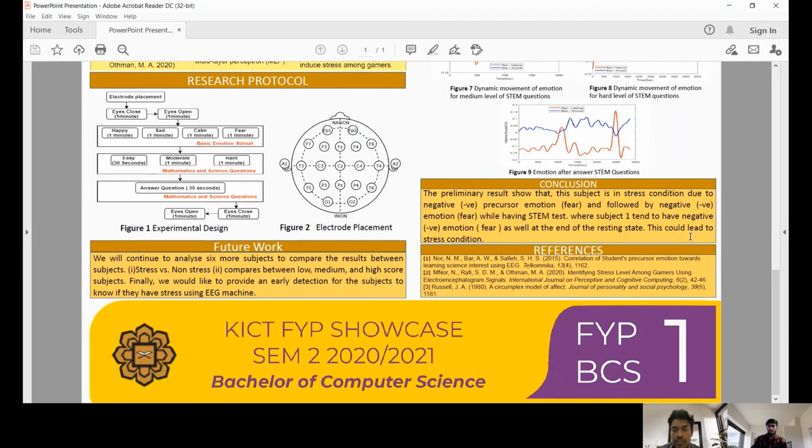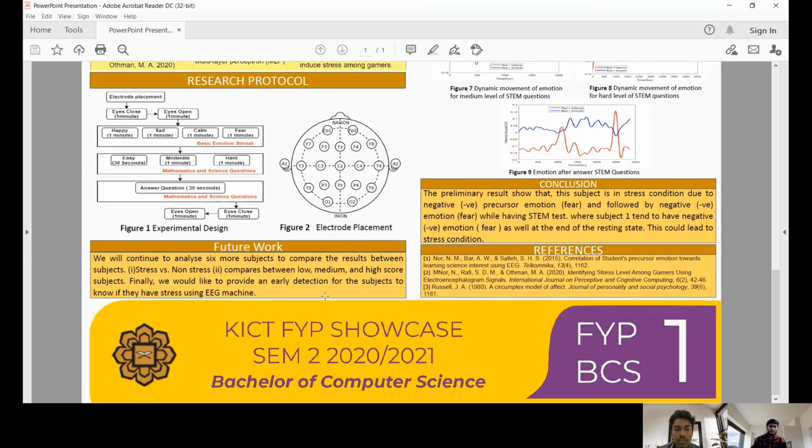For conclusion, the result shown above indicates the subject is in a stress condition due to negative precursor emotion fear, followed by negative emotion fear while having the STEM test, whereas subject 1 tends to have negative emotion fear as well at the end of the resting stage. This could lead to a stress condition.